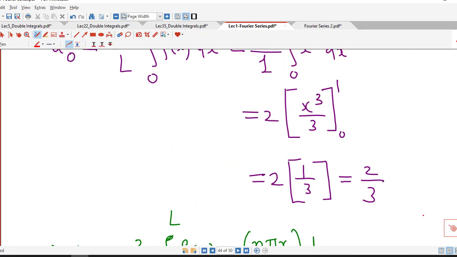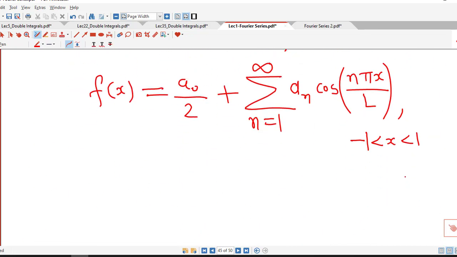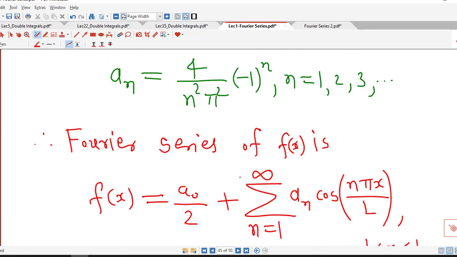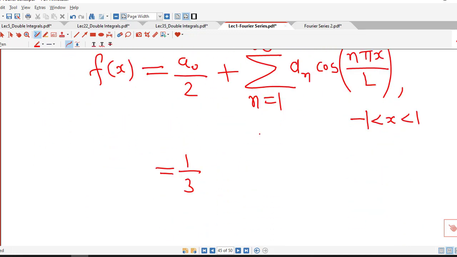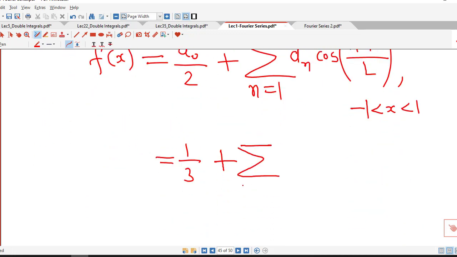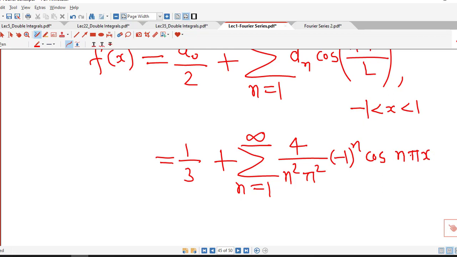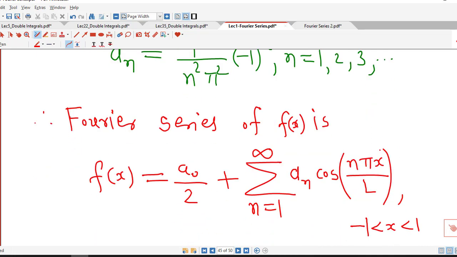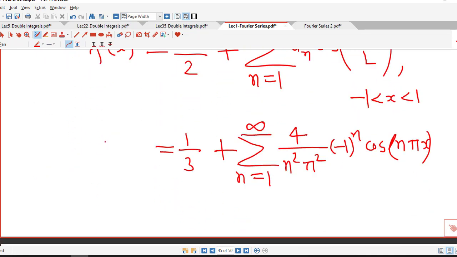Now our a0 was 2 by 3, so 2 by 3 divided by 2 will be 1 by 3. An is 4 upon n square pi square minus 1 raised to n, plus sigma n equal to 1 to infinity 4 over n square pi square minus 1 raised to n into cos n pi x divided by L. L is 1 here, so we have 4 by n square pi square minus 1 raised to n cos n pi x, and our function is x square. Here x is in between minus 1 to 1.